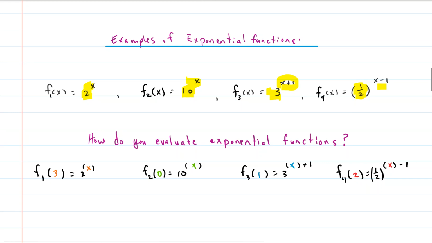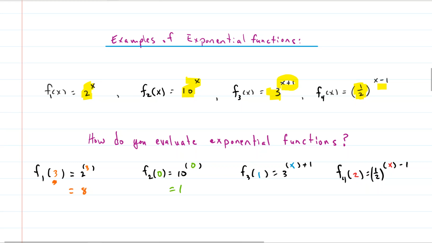And then how do we evaluate all of these? Well, you would evaluate them just the way you would evaluate anything else. If we're going to plug 3 into the function, then we'd take f1 here and we'll put 3 there. What is 2 to the 3rd power? 8. So not too terrible, huh? The next one, f2 is 10 to the x. Well, 10 to the x, we're going to put a 0 in for the x, and anything to the 0 power is just 1. So that's not bad.